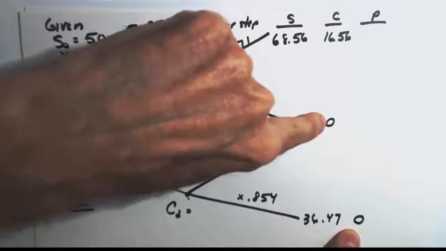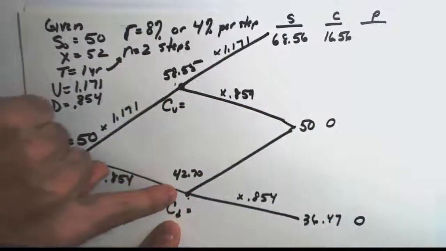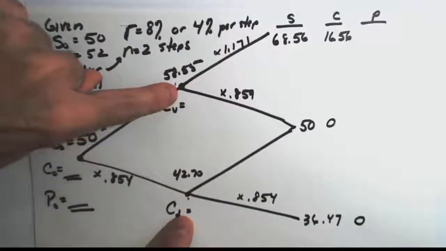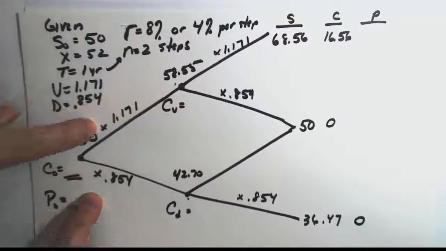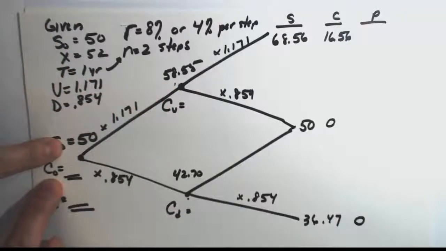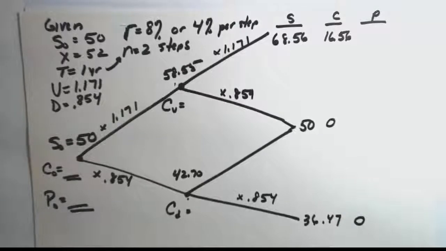We're going to look at these two prices. We're going to converge over to the CD, get these numbers, and then we're going to work backwards again to come up with what the call should be here. So we're working backwards through the tree.